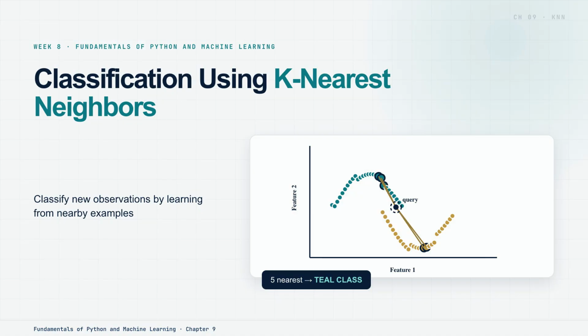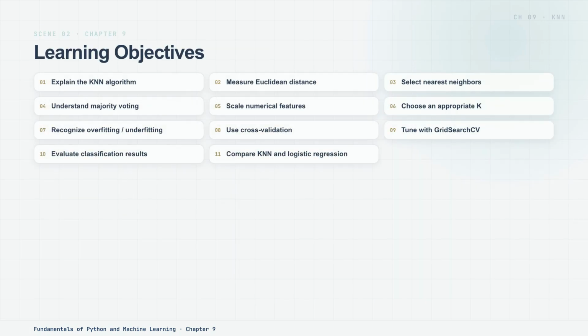During this lesson, we will examine distance, feature scaling, the choice of K, cross-validation, parameter tuning, and the differences between KNN and logistic regression. By the end of this chapter, you should be able to explain how K-nearest neighbors performs classification. You should understand how Euclidean distance measures similarity between observations and how the algorithm uses majority voting among nearby training examples. You will learn why feature scaling is essential for a distance-based model.